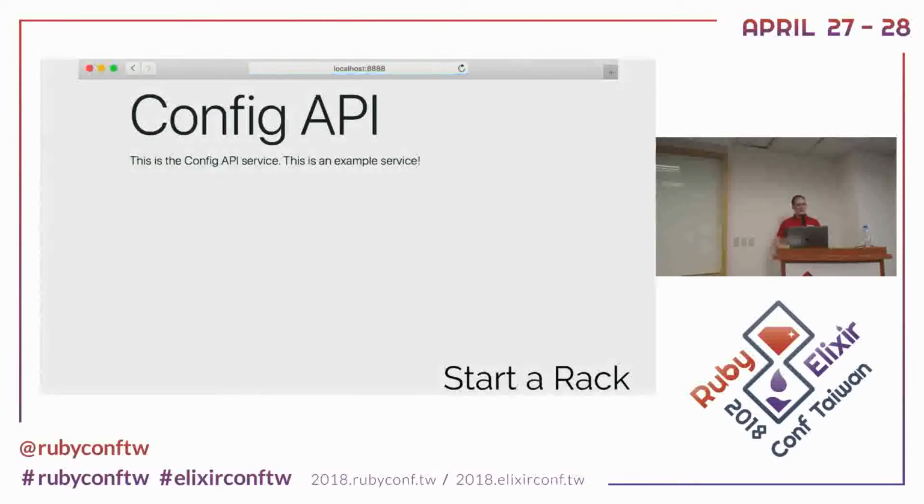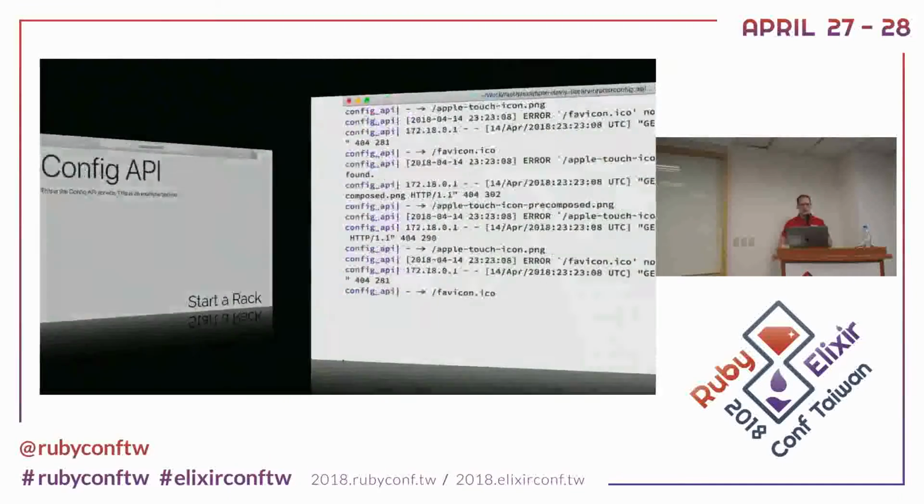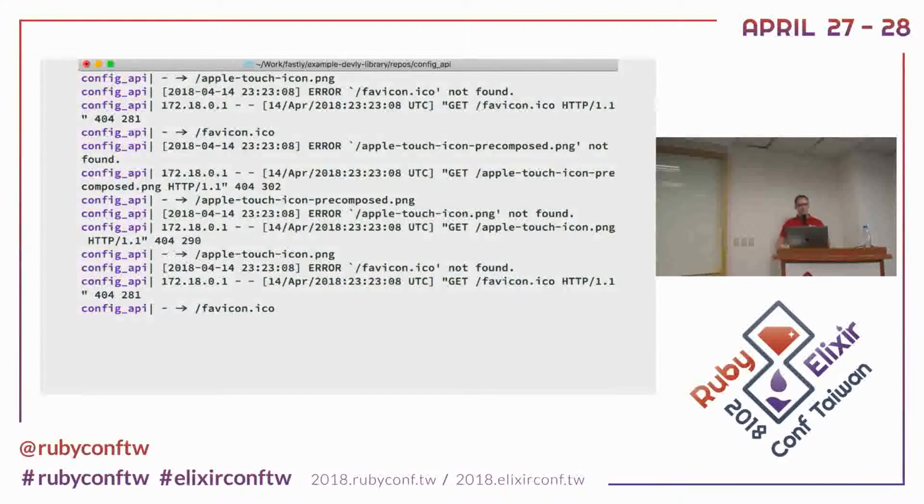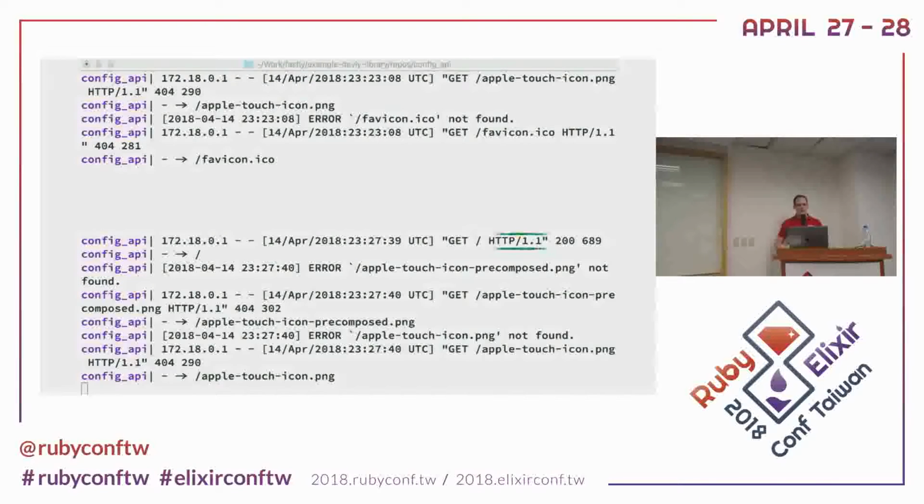Reloading the configuration API shows the text, "This is an example service" has appeared. Our change was successful. Let's check the logs to see if it wasn't fake. And of course, the requests from the refreshed page appear in the logs. Since this was a 200 response with a different page size, we definitely loaded the new content.